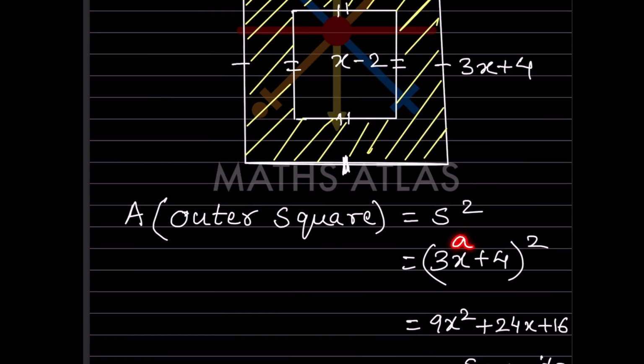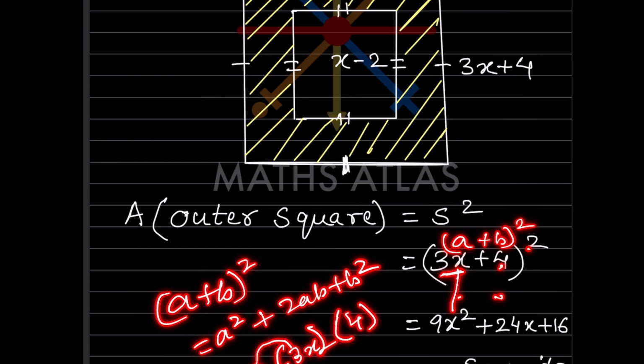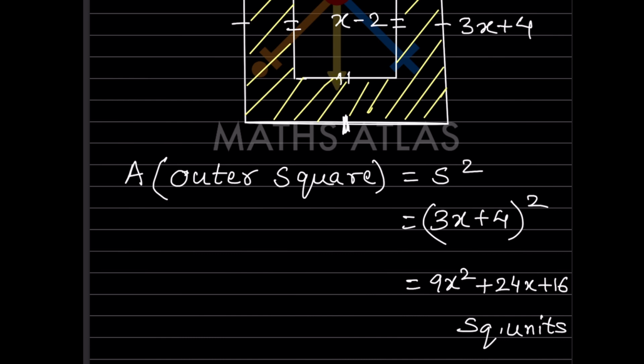Now this is in the form of (a plus b) whole squared, and you know the formula: a squared plus 2ab plus b squared. So a squared means 3x squared, 2ab means 2 times 3x times 4. 2 times 3 is 6, 6 times 4 is 24, so 24x, and b squared means 4 squared, that is 16. We write this in square units.